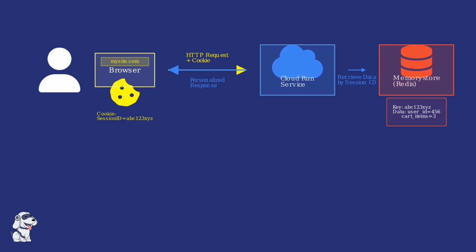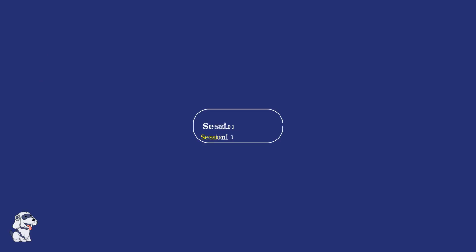This creates a seamless user experience. The session persists across multiple requests, allowing features like shopping carts, user preferences, and authentication to work properly in a stateless Cloud Run environment. Cookie security is critical for protecting user sessions. Without proper security measures, session cookies become vulnerable to various attacks that can compromise user accounts and sensitive data.